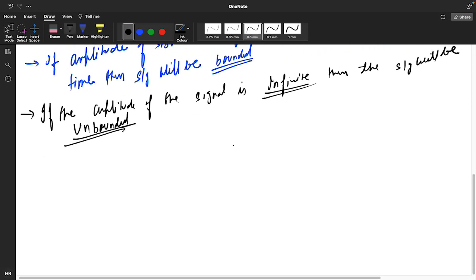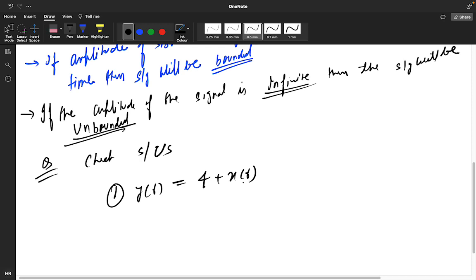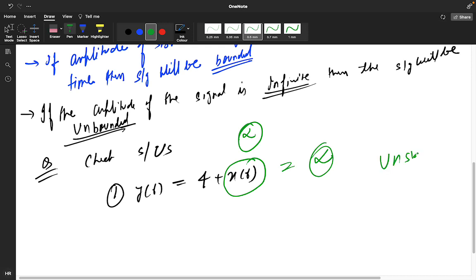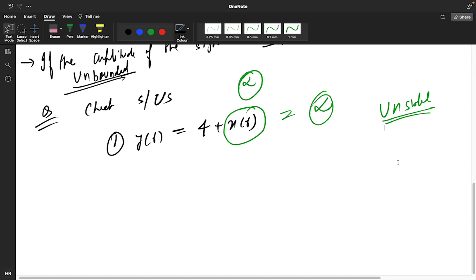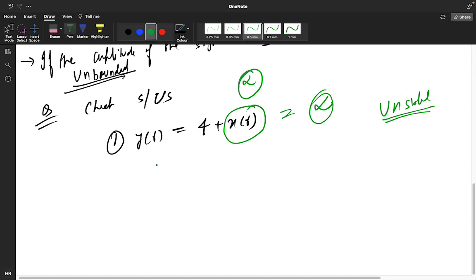So you need to check whether the signal is stable or unstable. First question: y of t is equal to 4 plus x of t. So this is your input. If you are applying an infinite input, what output will you get? Infinite. So this means unstable.